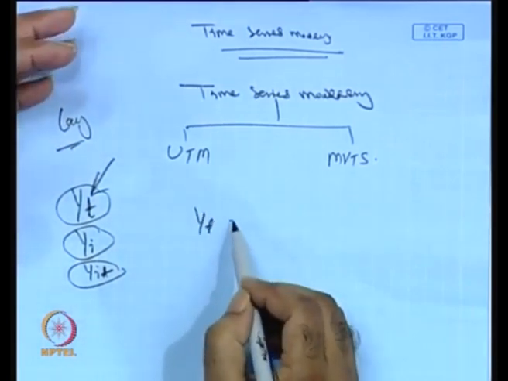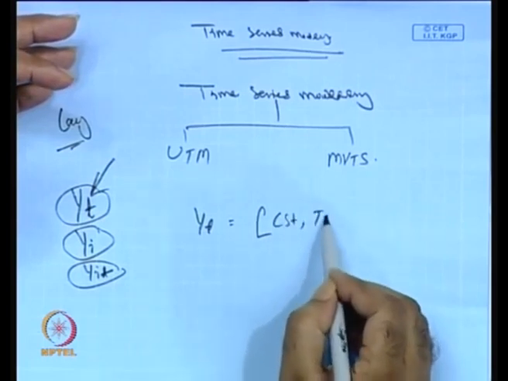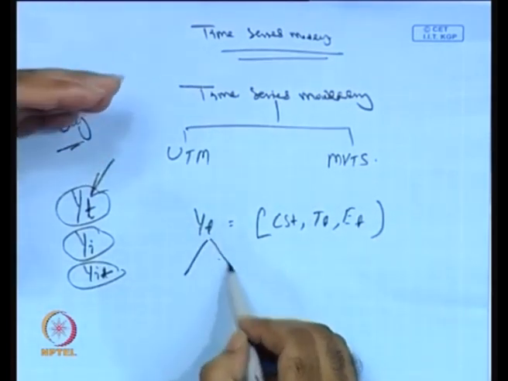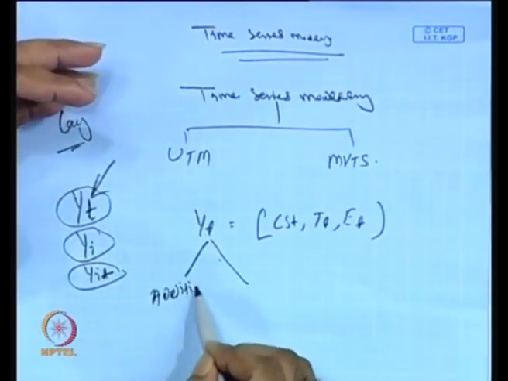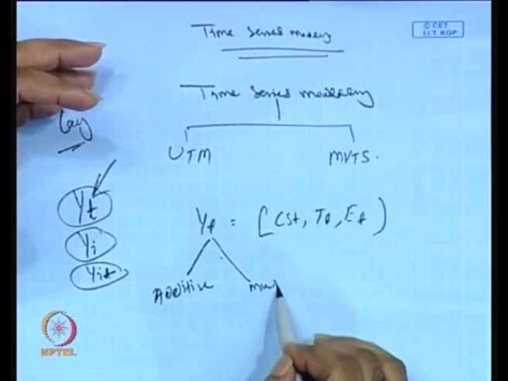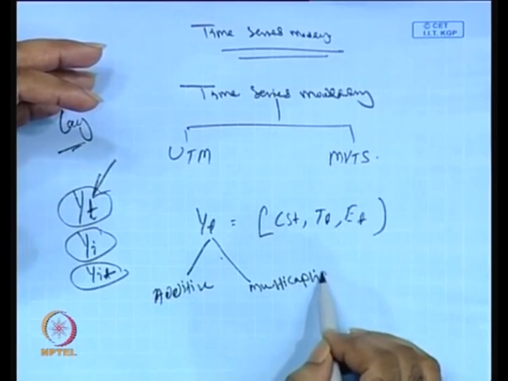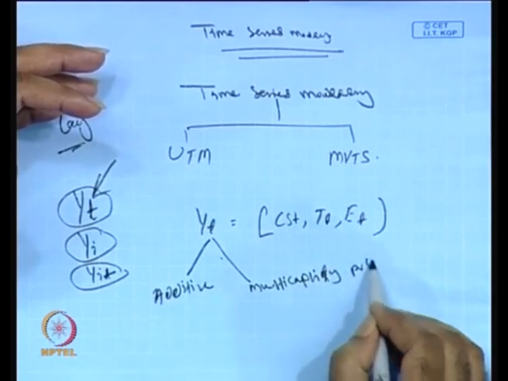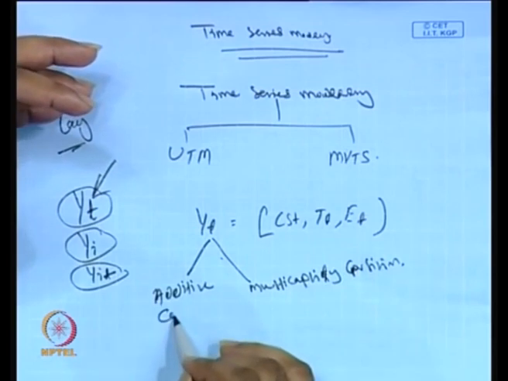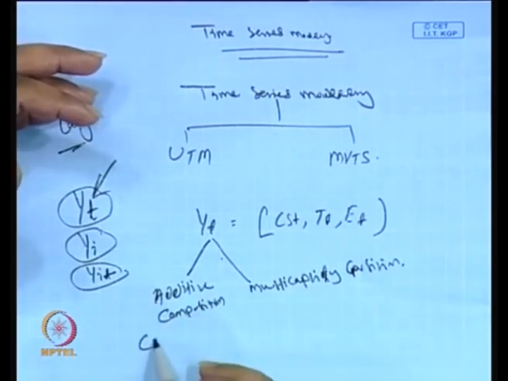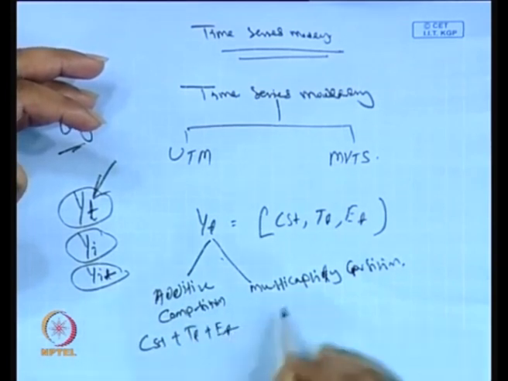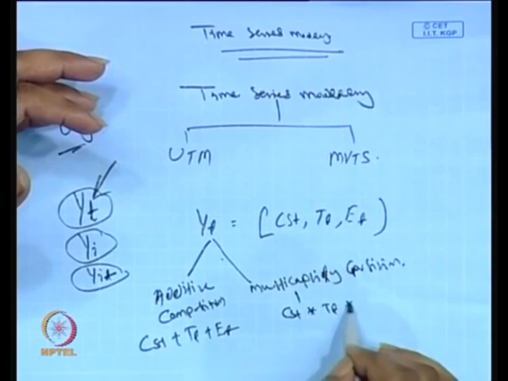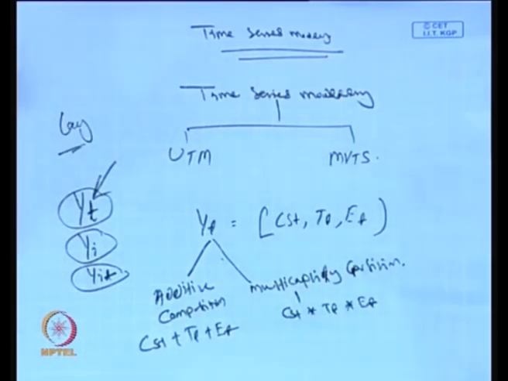What is all about this y_t? The speciality of y_t is that it is a function of CT, TT and ET. It is basically divided into two parts: an additive composition and a multiplicative composition. In the additive composition the structure is CT plus TT plus ET, and in the multiplicative composition it is CT into TT into ET. In fact, we can also take the logarithm and then transform it into different formats.